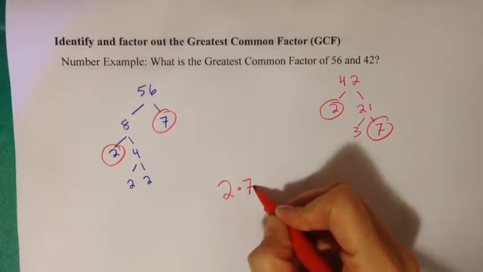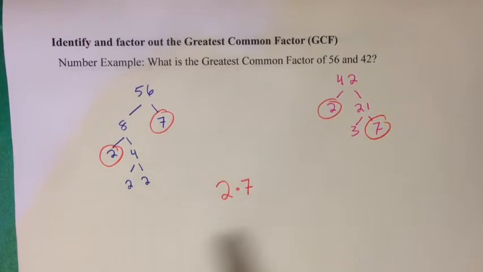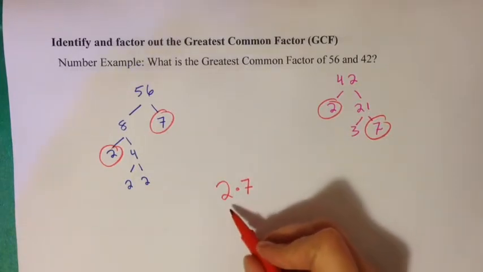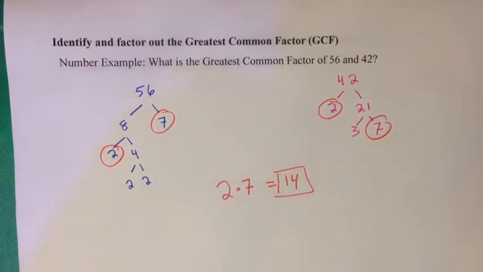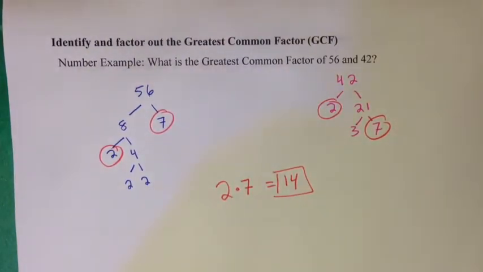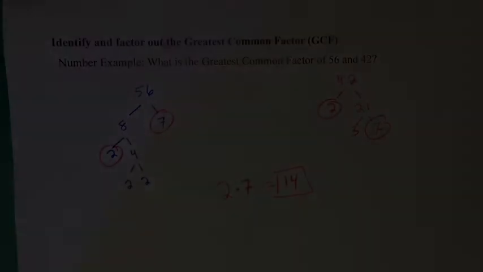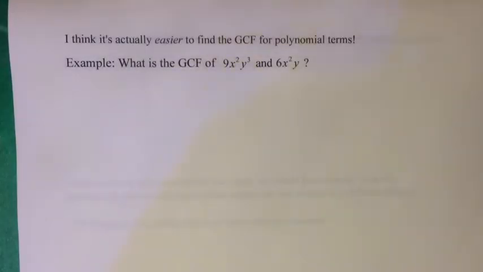That means that the greatest common factor between 56 and 42 is whatever 2 times 7 is, 14. 14 is the biggest number that will go into both 56 and 42. Now that we've reviewed finding the greatest common factor for numbers, we're going to look at finding the greatest common factor between polynomial terms. I think this is actually easier than finding the greatest common factor for numbers.